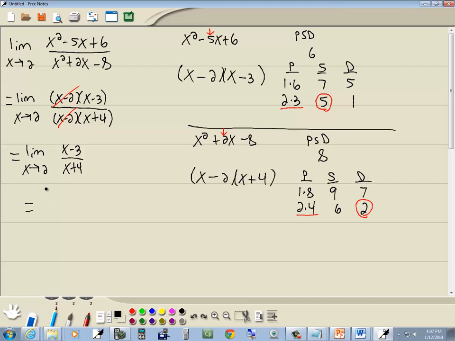And now we can use direct substitution. So put the 2 in for the x. The 2 I'm referring to is the value it's approaching, this one right here. So put 2 for the x there, 2 minus 3, and down below we got 2 plus 4. Now 2 minus 3 is negative 1, and 2 plus 4 is 6, so our answer is negative 1/6.